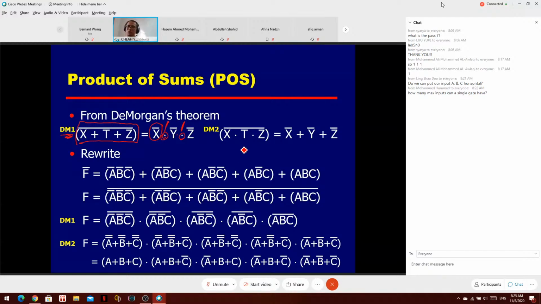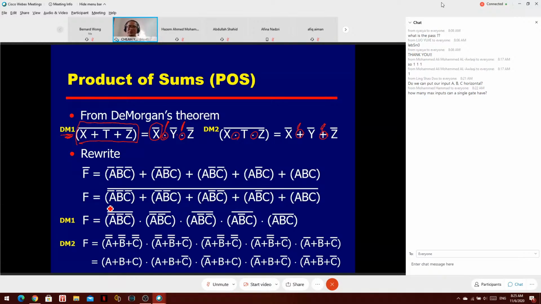The other way around is also true. If you have not (X and Y and Z), you can break it to become not X or not Y or not Z. So that is De Morgan's theorem.